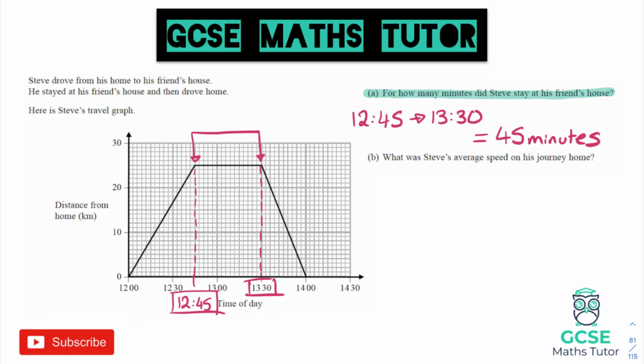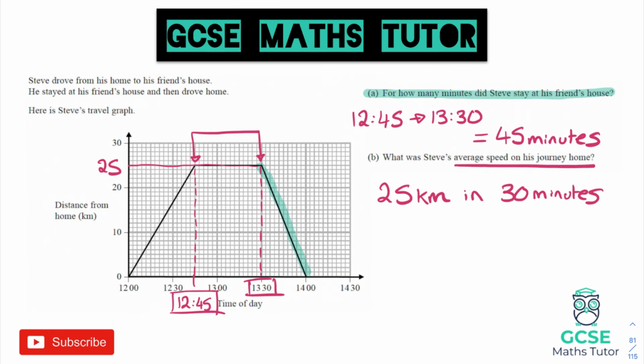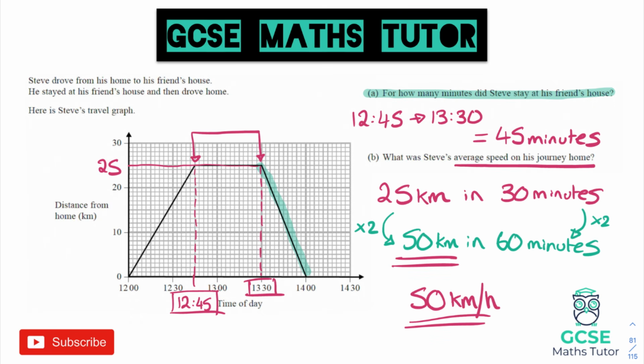You may also be asked about average speed. So remember, speed is distance over time, or as a non-calculator method, we can write this down. So this was 25 kilometers in 30 minutes. The speed we want to be 60 minutes. So have a look at how you can convert that to 60 minutes if you are doing this non-calculator.